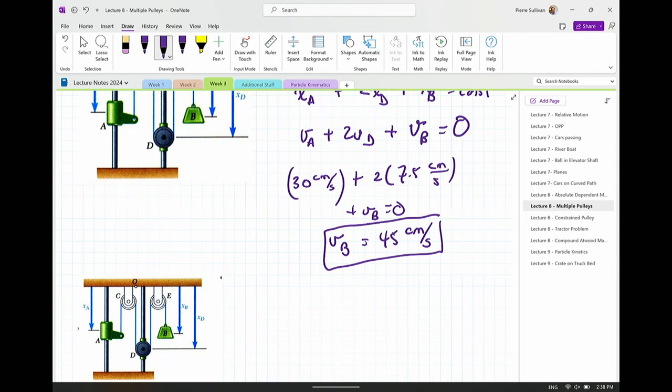In order for the cord to remain a constant length, and both A and D to drop, B has to be going upwards. Otherwise, it makes no sense.